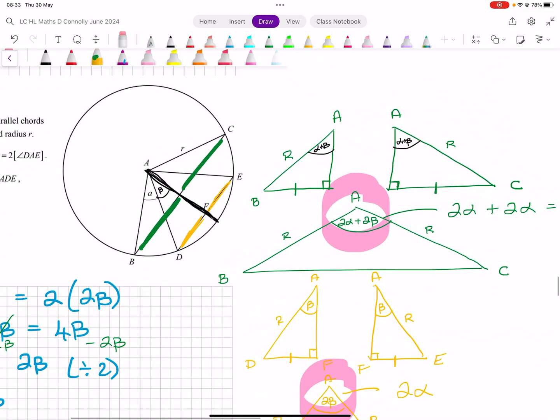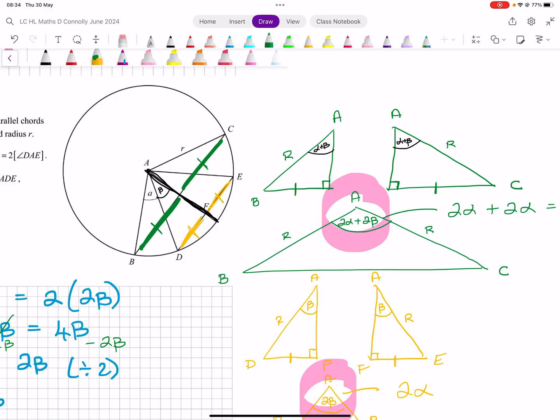So that black line that I've highlighted there is a radius, and they've told you that it's perpendicular to BC and DE. So that is a line through the center cutting a chord, and a line through the center that cuts a chord bisects the chord. So that's why I've got these two green bits. I'm basically saying these are the same, and then these are also the same.